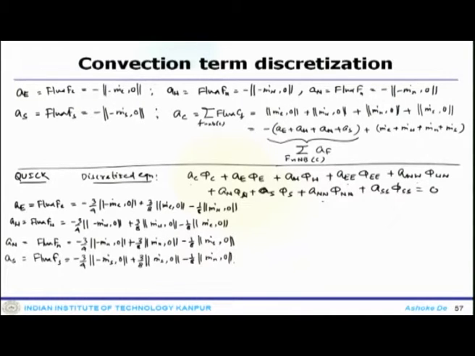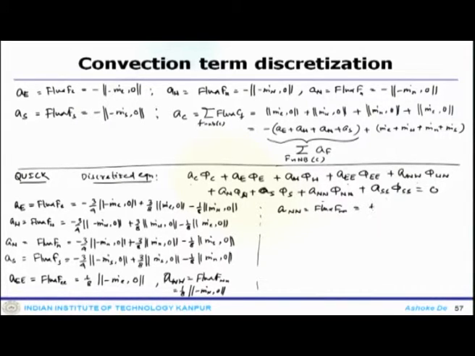And other terms like A_EE, which is going to be flux F_EE, which is 1 by 8 minus m dot E 0, then A_WW, which is flux F_WW, which is also 1 by 8 minus m dot W 0, and other coefficients like A_NN, which is flux F_NN, that is 1 by 8 minus m dot N 0, and A_SS, flux F_SS, which is 1 by 8 minus m dot S 0.